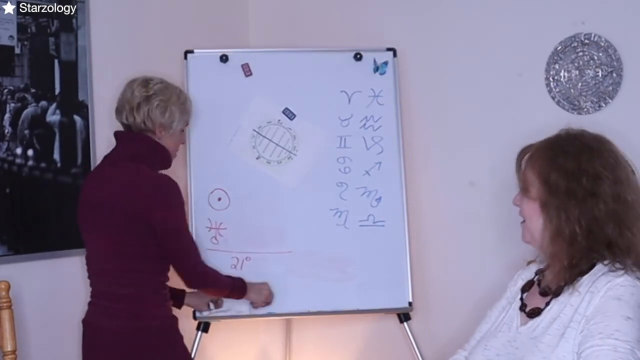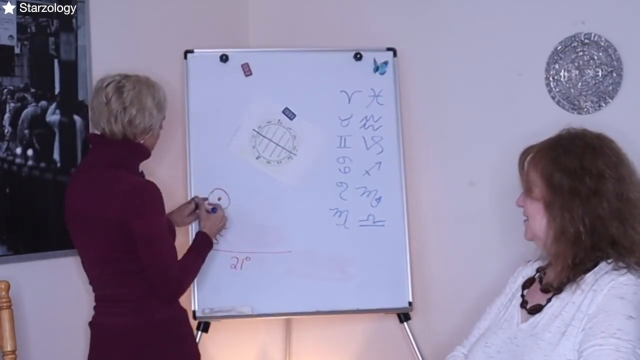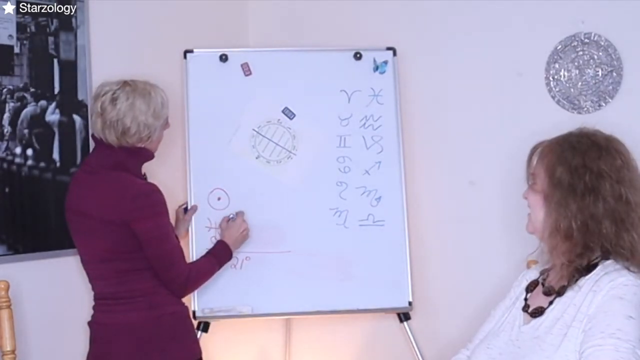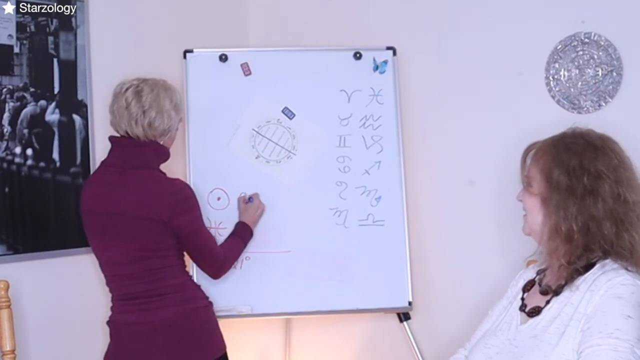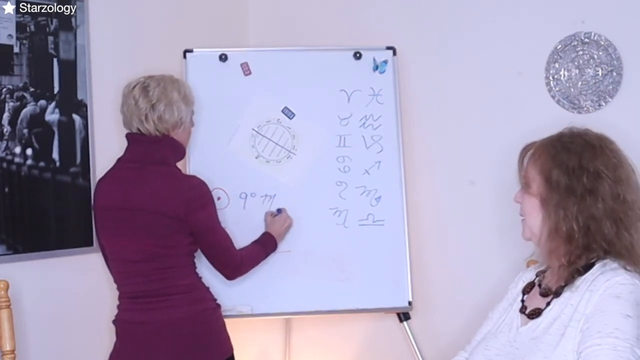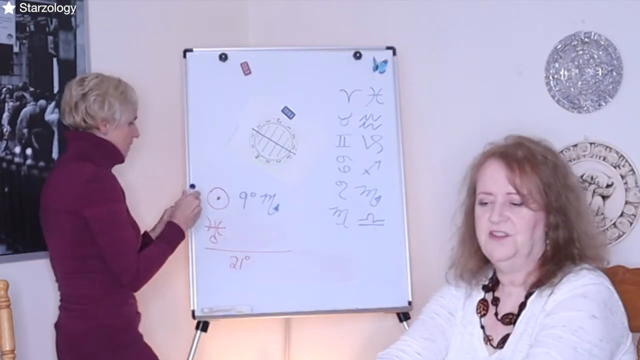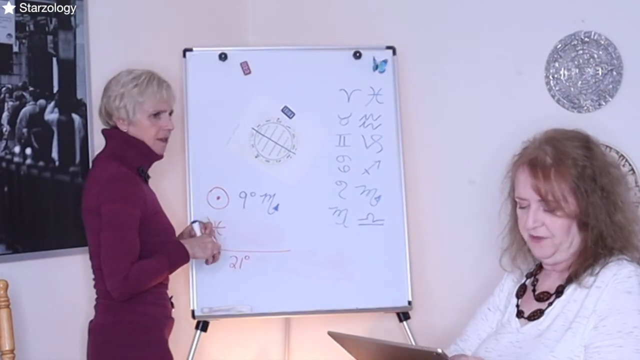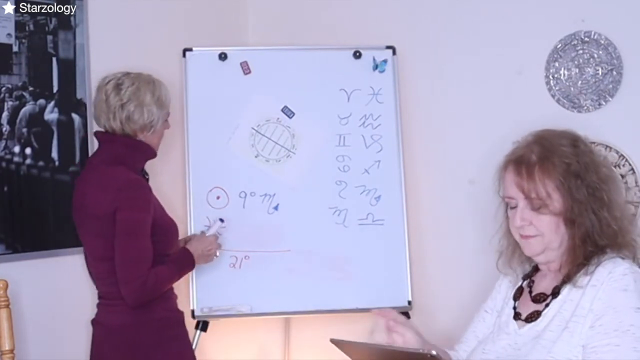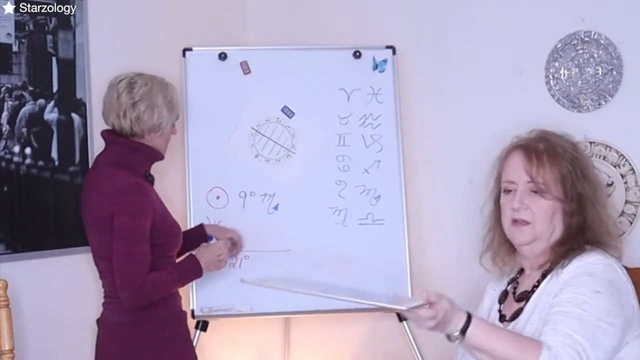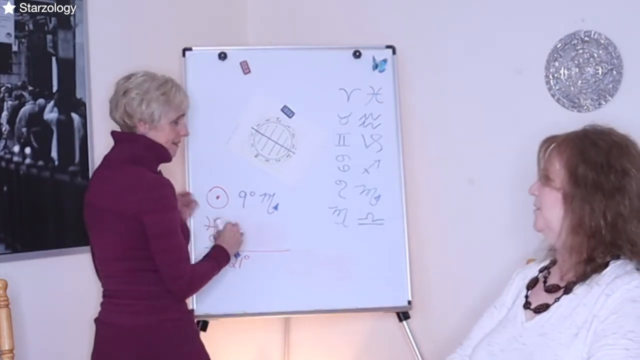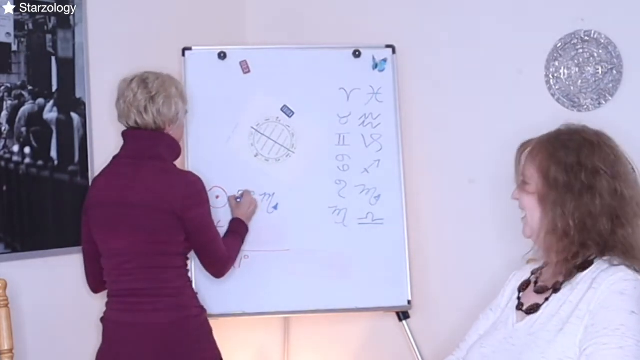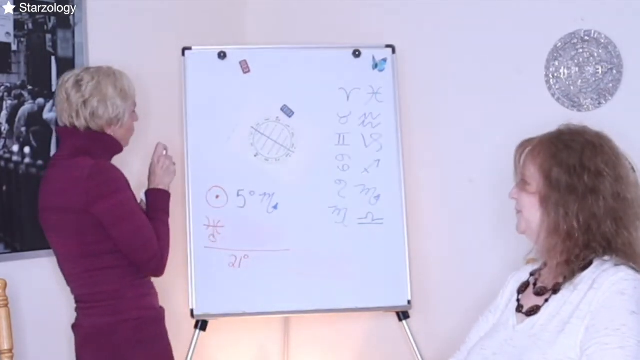Perhaps we're in Scorpio season, so let's put the Sun at 9 degrees Scorpio. In fact, I wonder where the Sun is today. Let's get today's chart up. Oh, it's 5 degrees Scorpio, that was close. So we'll use the Sun at 5 degrees Scorpio, because that's where it is today.